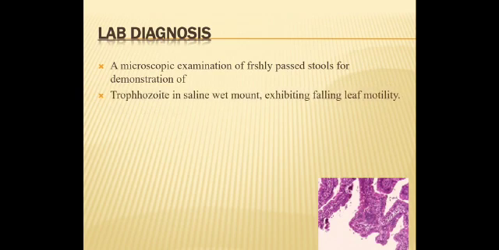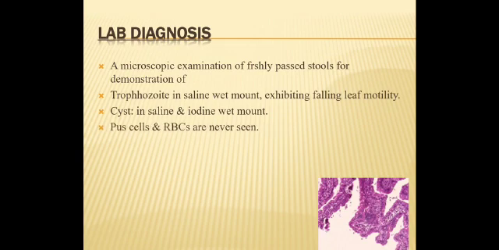Microscopy, or demonstration of either the cyst or the trophozoite, is the gold standard in diagnosis of giardiasis. Fresh stool has to be observed, and a wet mount may exhibit, if trophozoites are present, actively motile falling leaf motility exhibited by the trophozoites of Giardia. The cyst may be observed in iodine wet mount. Pus cells and RBCs are never seen in this kind of stool. This is the difference between the diarrhea caused by Entamoeba and that caused by Giardia.